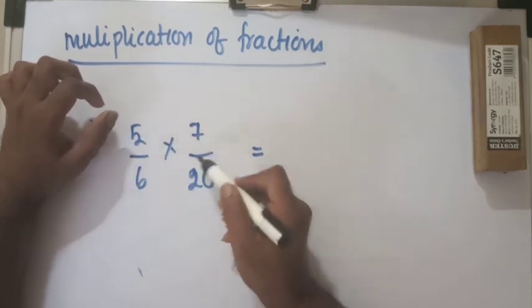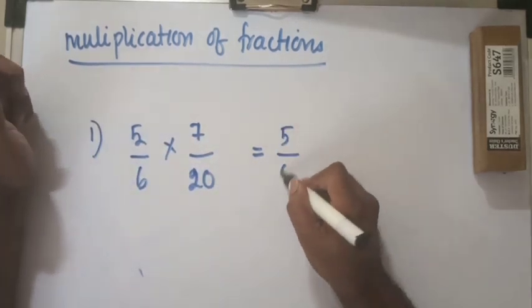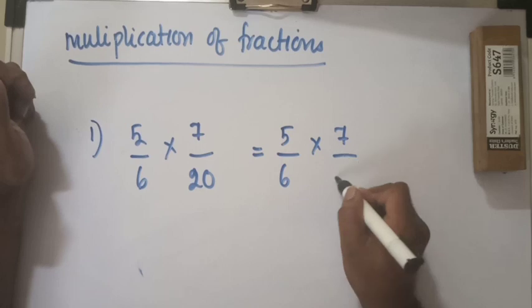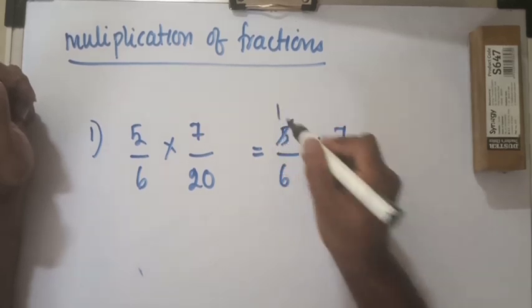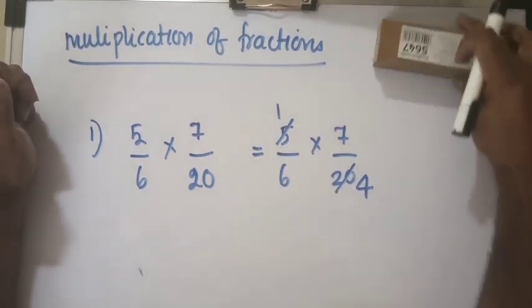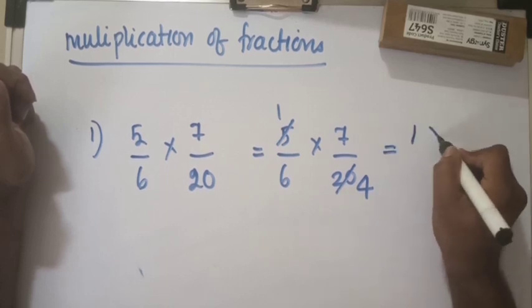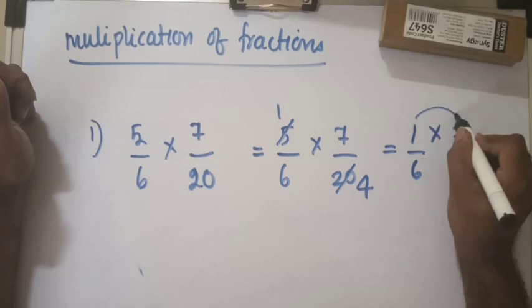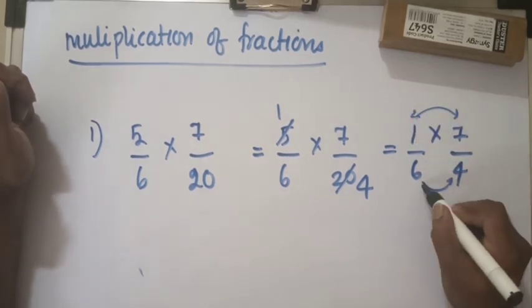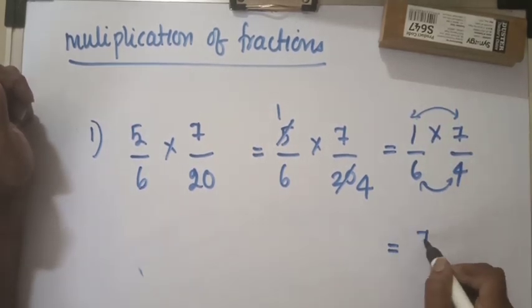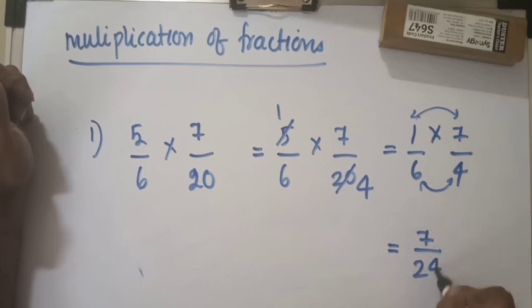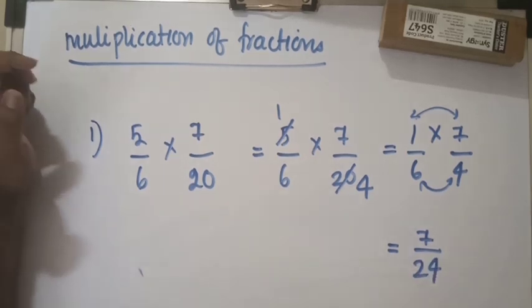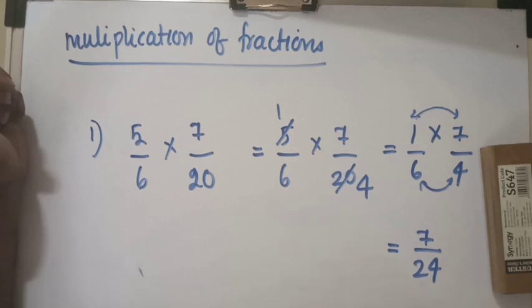Okay, but I can cancel 5 and 20. How I can cancel it out? 5 1s are 5, 5 4s are 20. So what I have left with me is 1 upon 6 and 7 upon 4. Now I multiply the numerator and I multiply the denominator. So my answer is 7 upon 24. Okay children, so this is how you multiply a fraction.